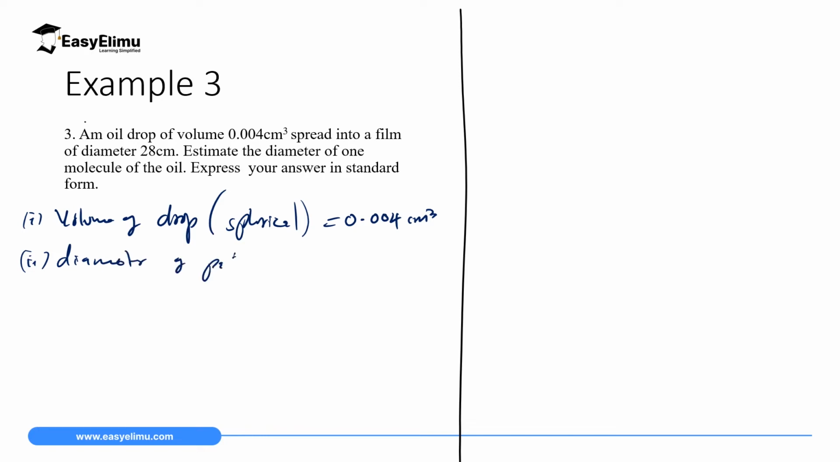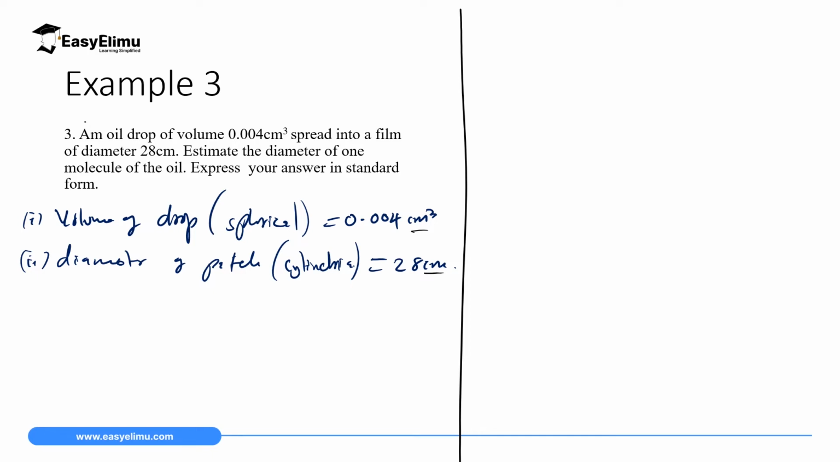This patch is cylindrical and the diameter is 28 centimeter. And now they want us to estimate the size of the oil drop, and we express it in standard form. So in this case, the first thing that we should look at is the units. In this case, we have uniform units, centimeter and centimeter.